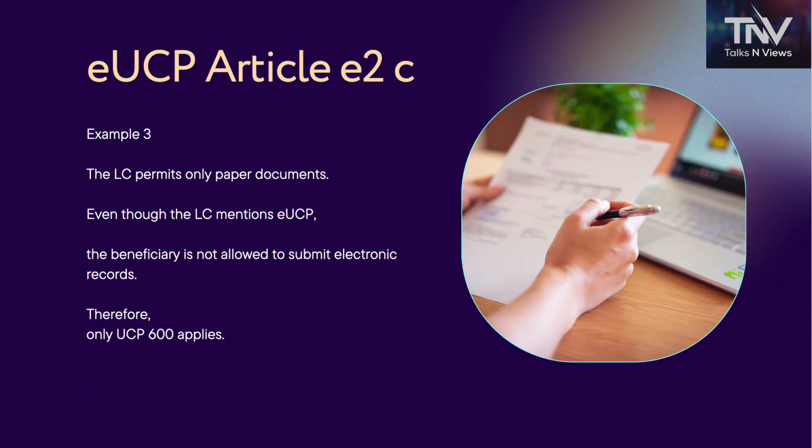Example 3. The LC permits only paper documents. Even though the LC mentions eUCP, the beneficiary is not allowed to submit electronic records. Therefore, only UCP 600 applies.